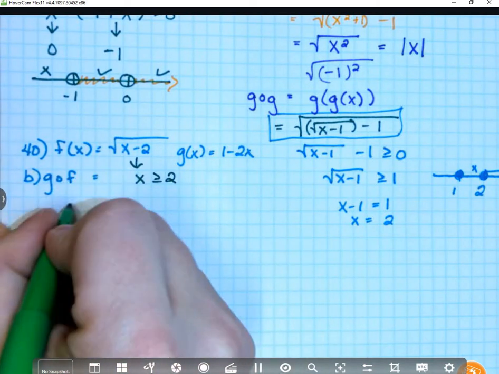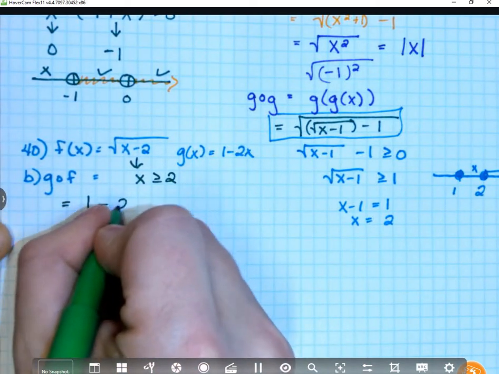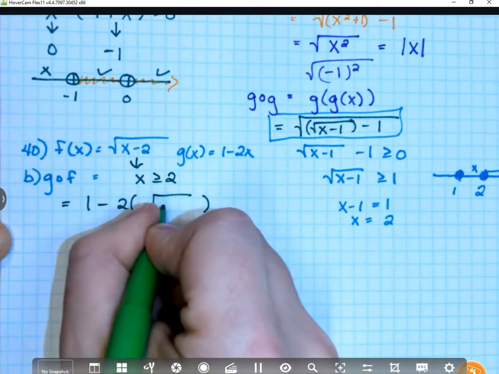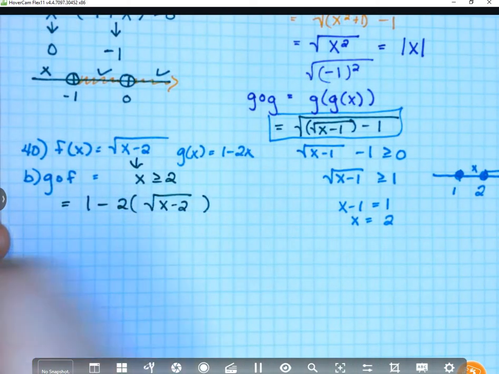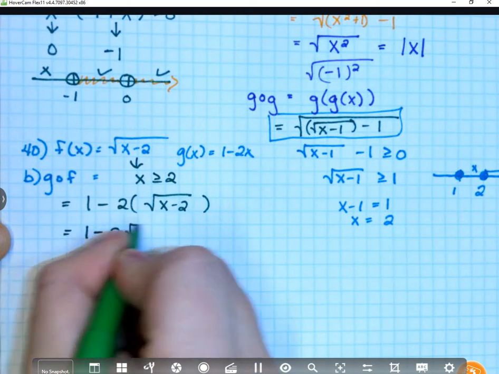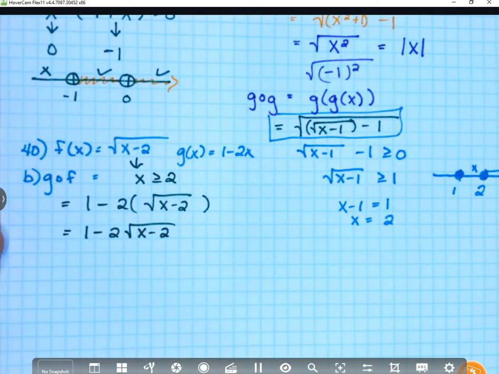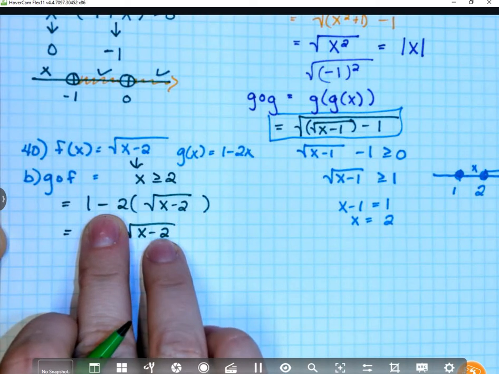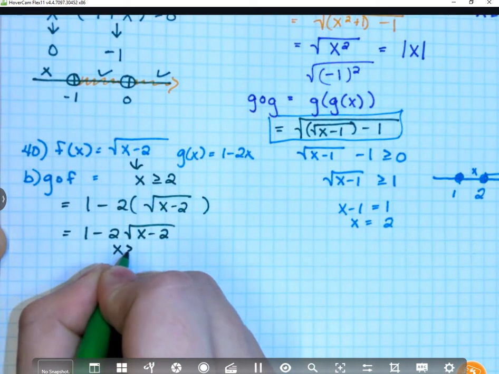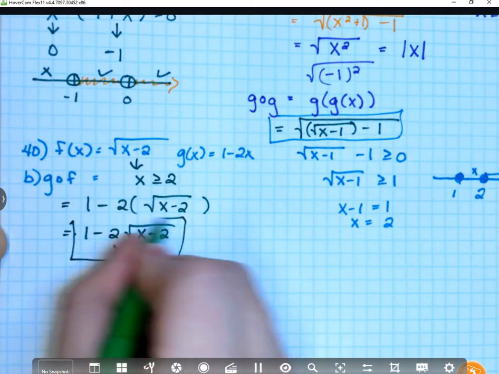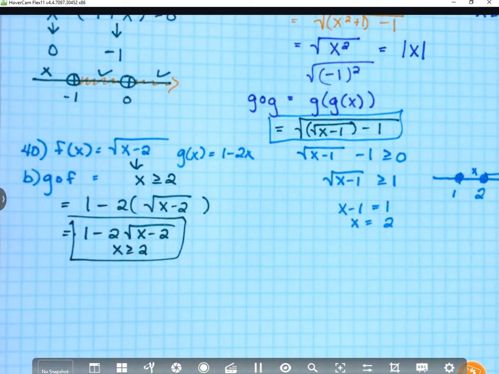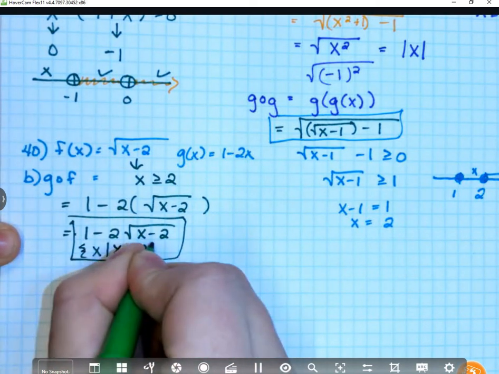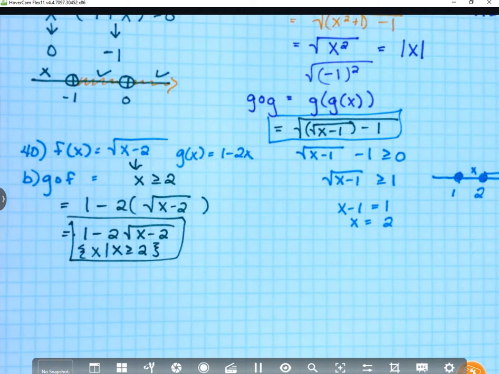And then g of f means I'm going to start with g. In goes f. That means I just have 1 minus 2 root x minus 2. There's nothing more you can do with that. And when I don't have a restriction from this outside, the restriction that I have still comes from that same spot. So we're still sticking with the idea that x has to be greater than or equal to 2. Well, I would have written it like that. Okay.